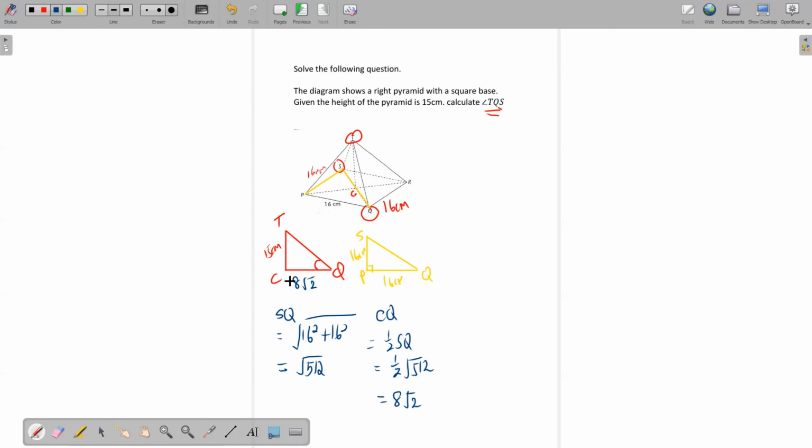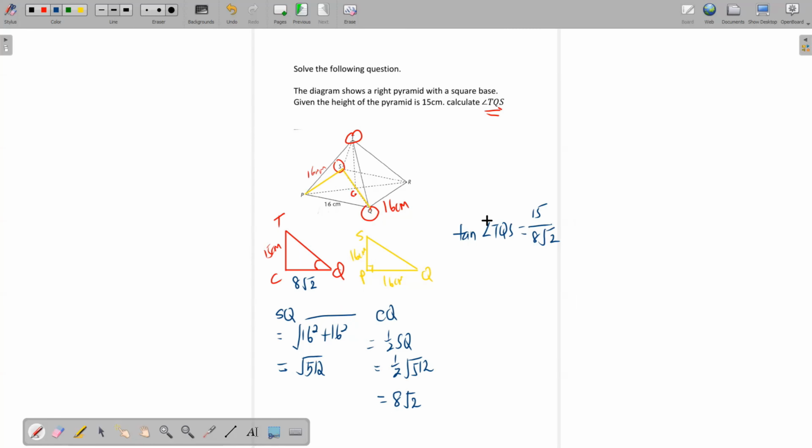So since we got this value already, we can find our TQS. So our TQS, tangent TQS equals to, opposite is 15, CQ is 8 root 2.